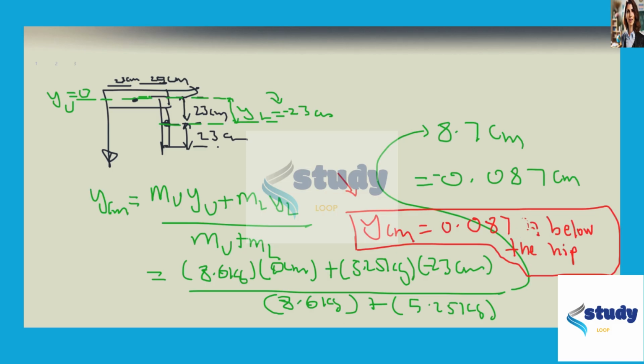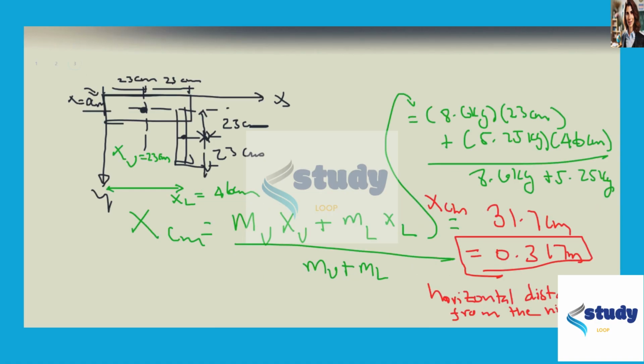You have to remember that, not centimeters. You gotta be careful with the units also. So don't forget that. Easy to make mistakes sometimes. So this one is meters. That's along the y center of mass, and then also the x center of mass. You could see we found it to be 0.317 meters.